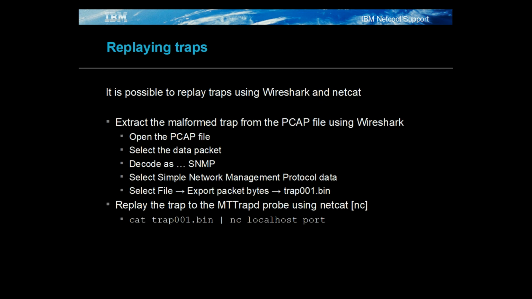It is possible to extract traps from the tcpdump PCAP file using Wireshark. Once extracted as a binary file, the trap can be replayed to the mttrapd probe using the netcat command. This is useful when determining if the trap is the problem or the probe.